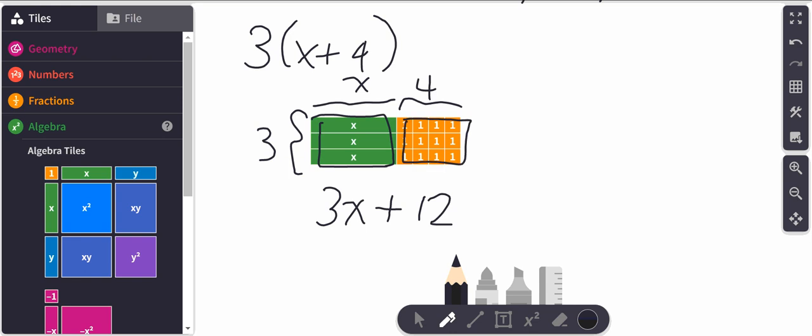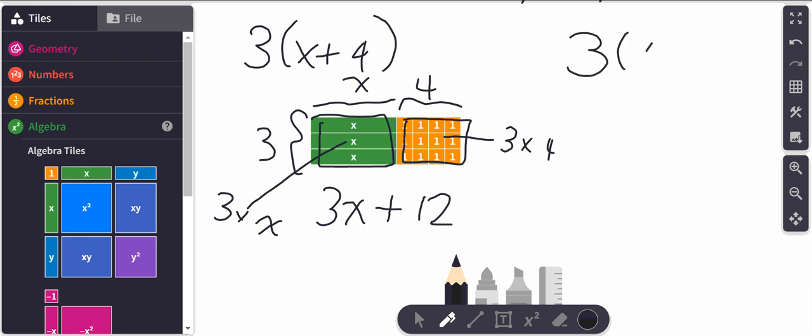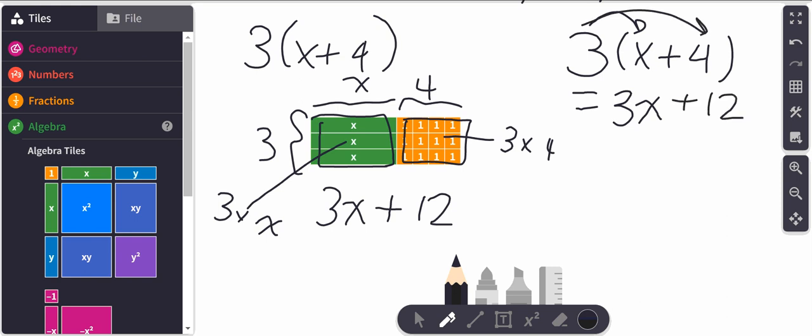Okay, here's my 3 times x. Here's my 3 times 4. So this one is 3 times 4, and this one is 3 times x. So when I'm looking at that, if I want to think more abstractly, all I'm really doing is multiplying the 3 times x, and I just get 3x. I don't know what x is at the moment, so I leave it at that, and I multiply 3 times 4. And my answer, that's my final answer, 3x plus 12. And that is called the distributive property.